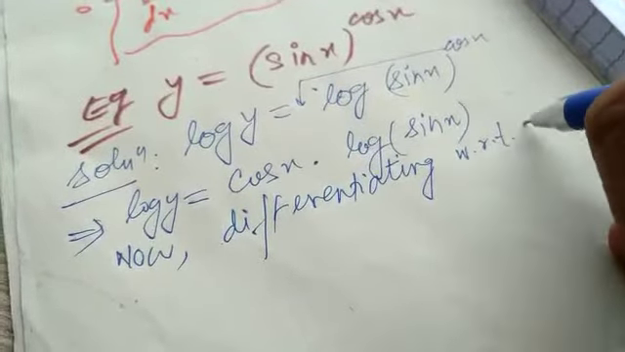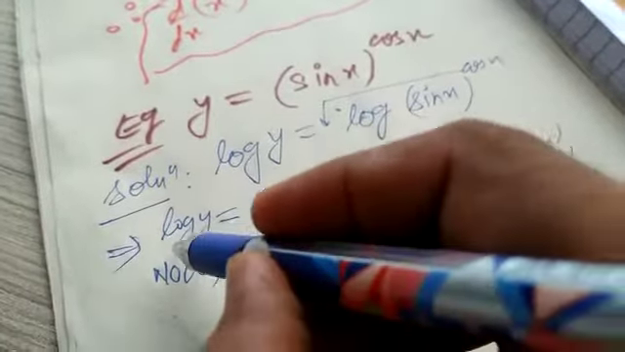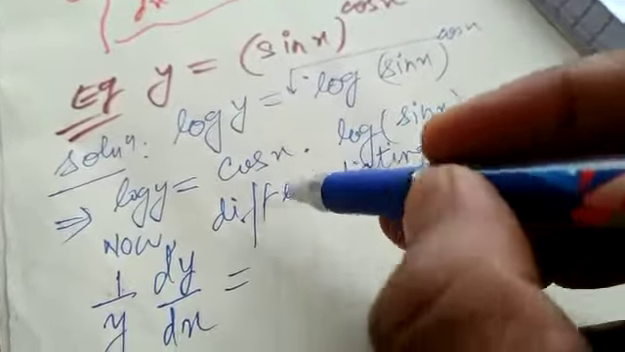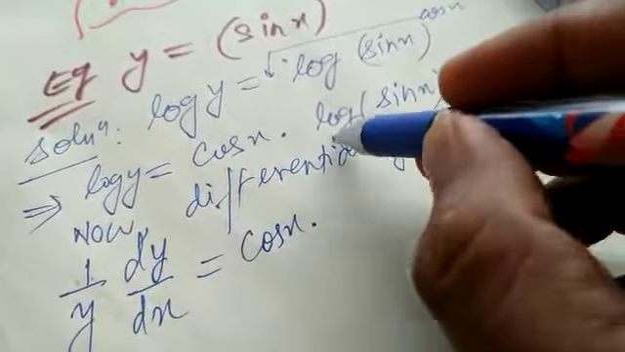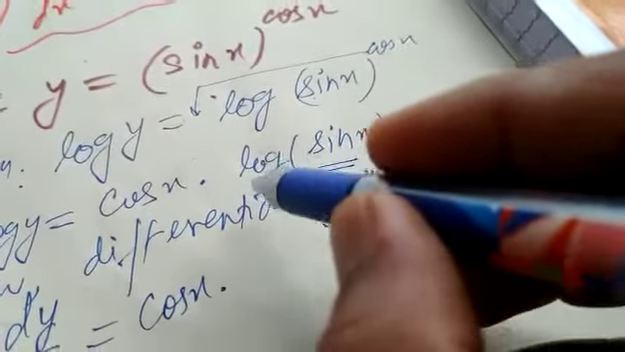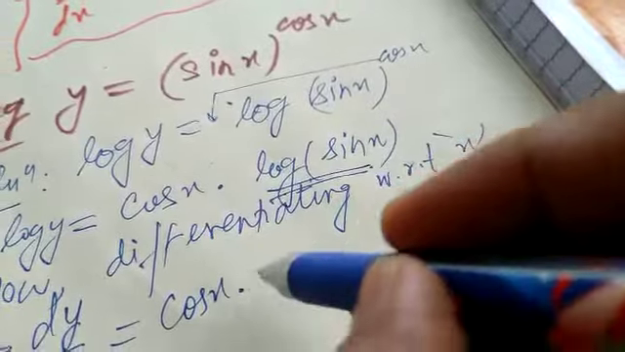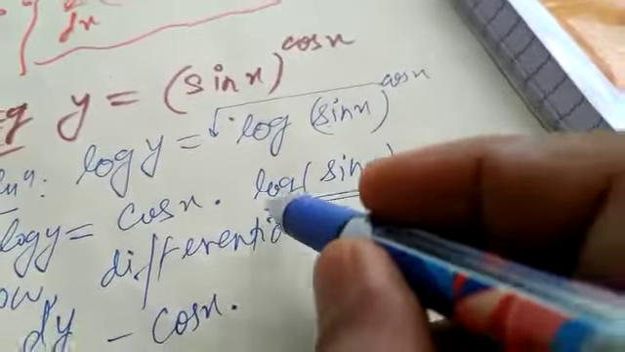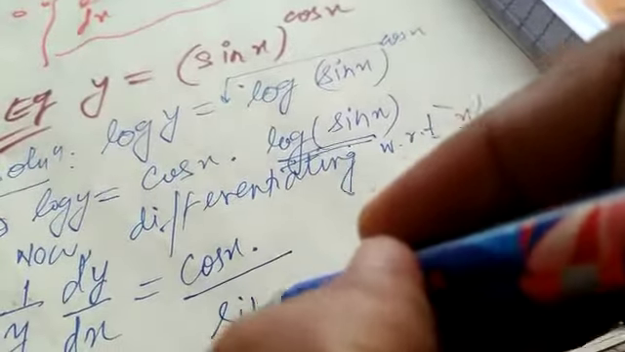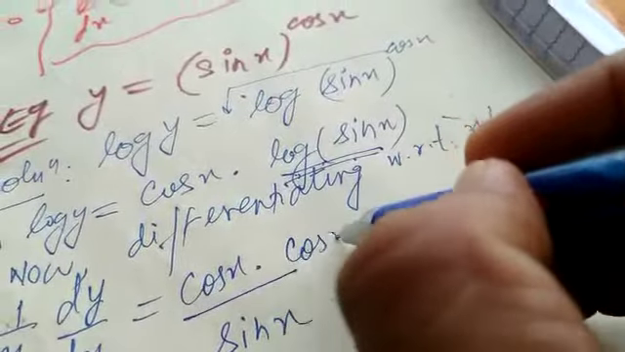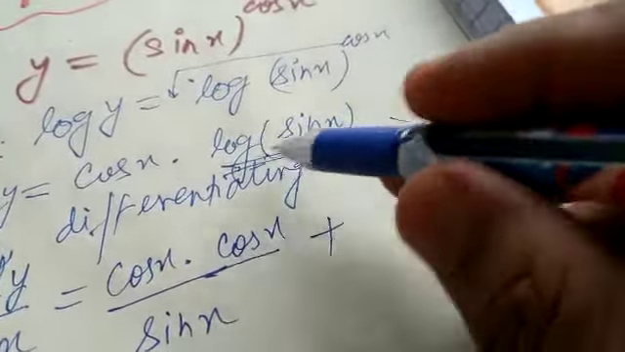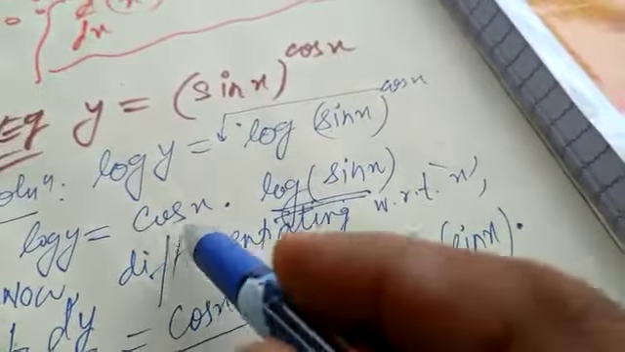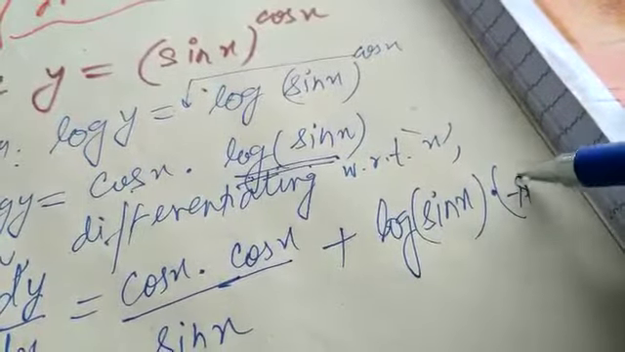Now differentiating with respect to x, we get the derivative of log y as 1 upon y dy by dx. It is equal to first function cos x into derivative of log sin x. Again, we have to apply the chain rule. What is the derivative of log sin x? Derivative of log x is 1 upon x, so 1 upon sin x into the derivative of sin x, that is cos x, plus the second function, log sin x, into the derivative of cos x, that is minus sin x.